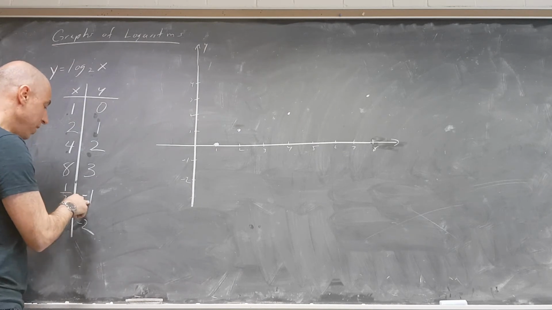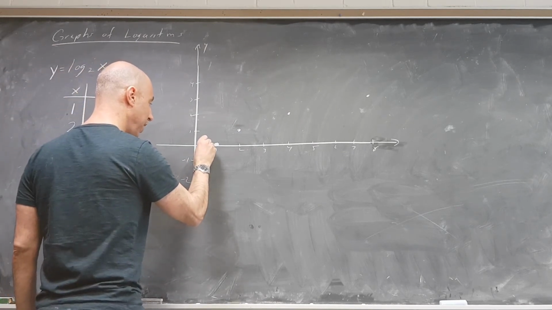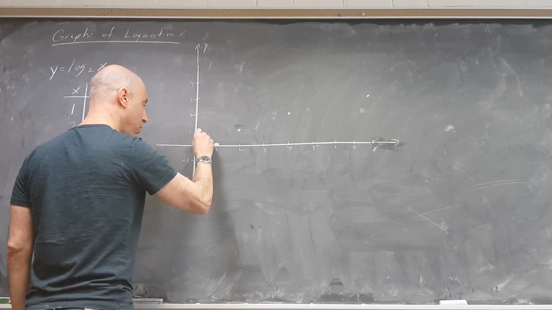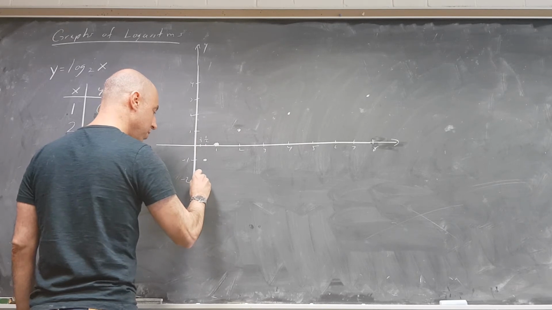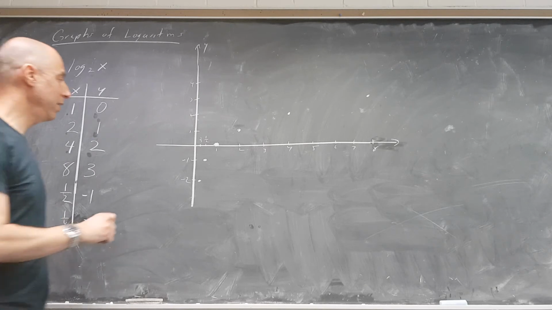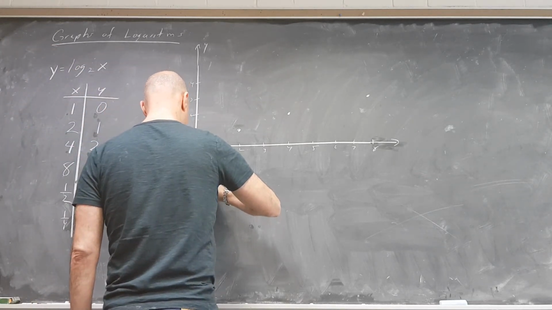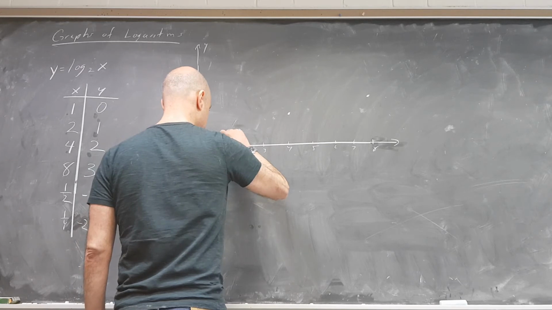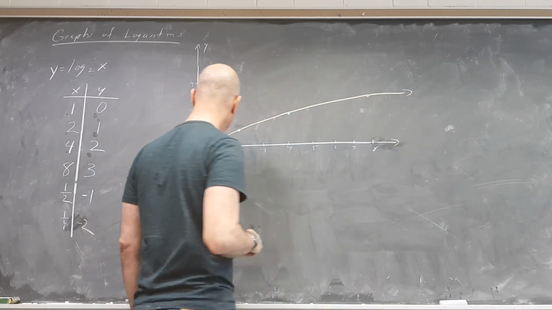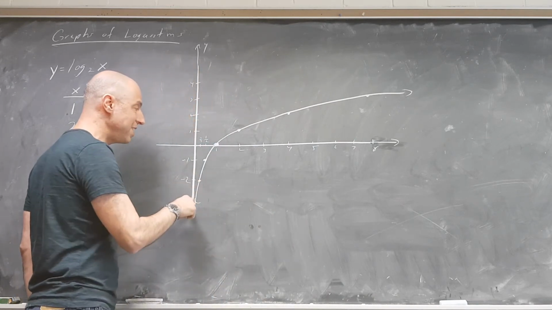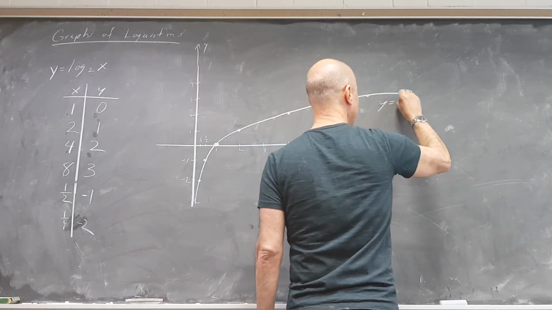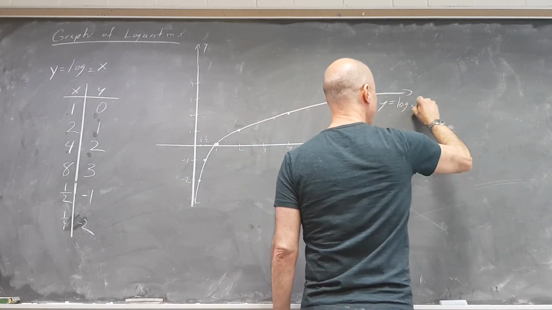We have a point at 1/2, -1. So we'll go to x equals 1/2 down to -1. There was a half, here's a quarter at -2. I think you might already have a pretty good idea what this thing looks like. And it keeps growing as we go to the right, but it grows slower and slower and approaches the negative y-axis asymptotically. So y equals log base 2 of x.